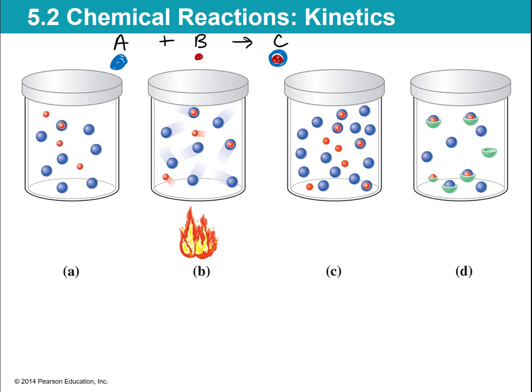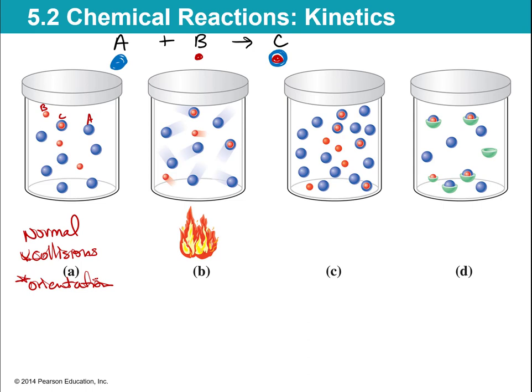So if you look at A, can you see that? The little blue circles, those are A. The red ones are B, and the one where it looks like the red inside of the blue, that would be C. So this one's A, this would be B, and that's now C. And so according to this, A and B have to hit each other in the right orientation for the reaction to occur. So this is sort of the normal. Remember that it's collisions plus orientation.